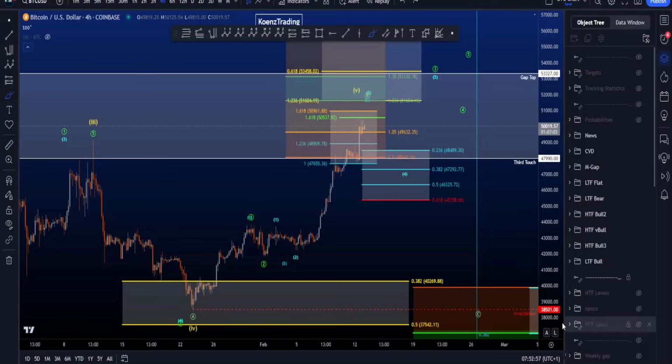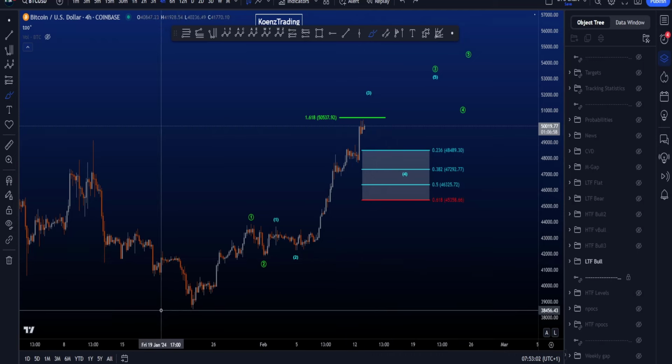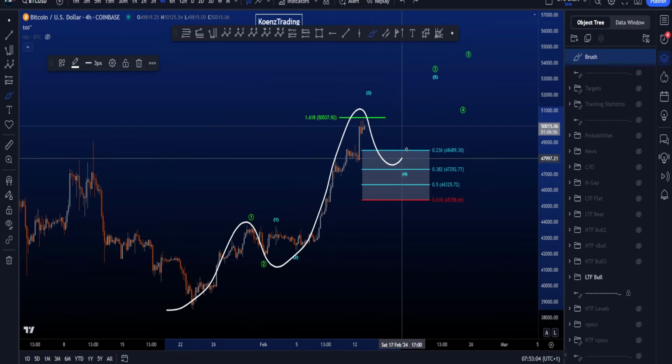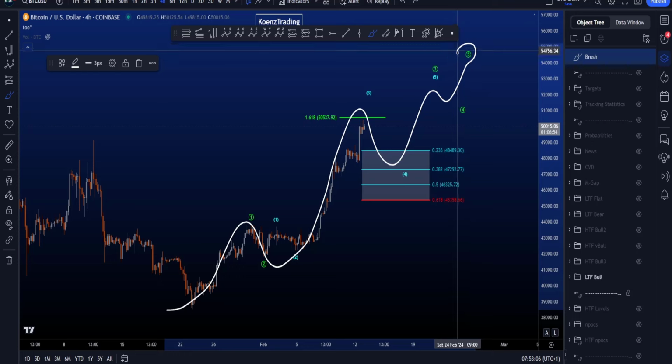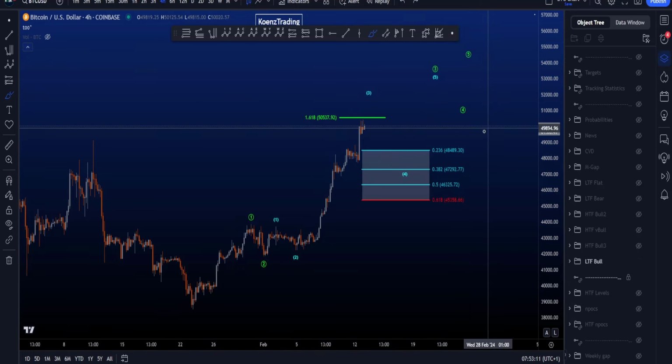Hi everyone, let's go over my bullish and bearish Elliott Wave scenarios on Bitcoin, starting on the 4-hour chart with the bullish scenario where we are looking for a 5-wave impulsive structure to the upside, and after wave 5 is in, we expect a bigger retracement to the downside.